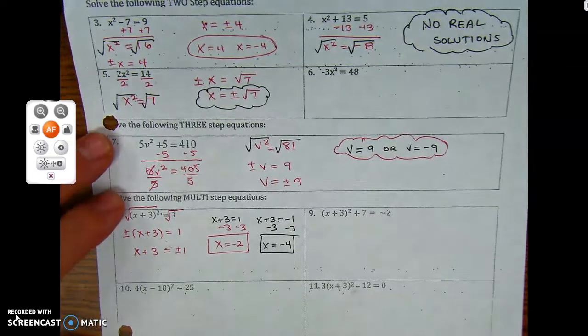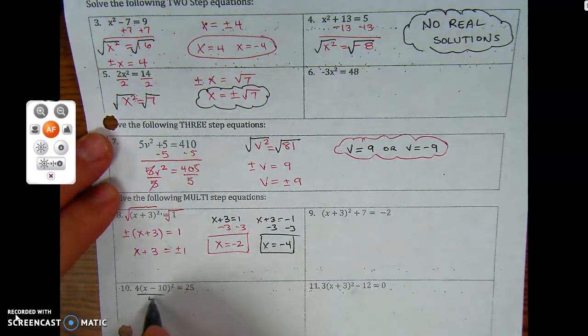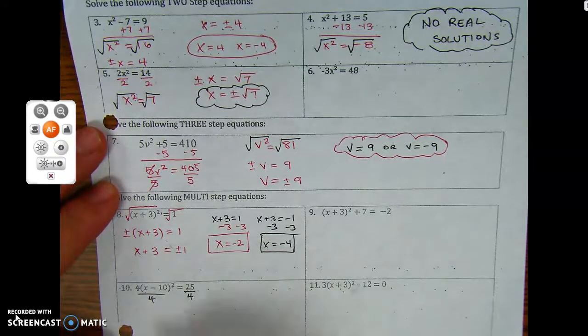This one, I'm at 10 minutes. I'm going to try to finish up here. We have to divide by 4 first. Ooh-wee, this is a tough problem. So you get x minus 10 squared equals 25 over 4.